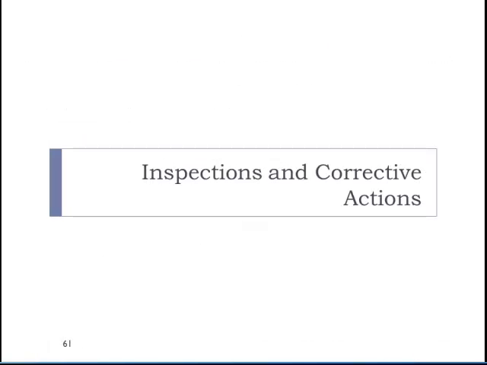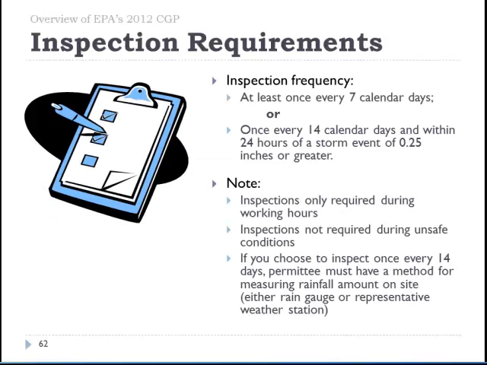So now I'll get into the inspection and corrective action requirements of the permit. These correspond to parts 4 and 5 of the permit. The inspection frequency in the new permit, the 2012 permit, are very similar to the inspection frequency requirements from the 2008 permit. There's an option of inspecting either once every 7 calendar days or once every 14 calendar days and within 24 hours of a 1/4 inch storm event.